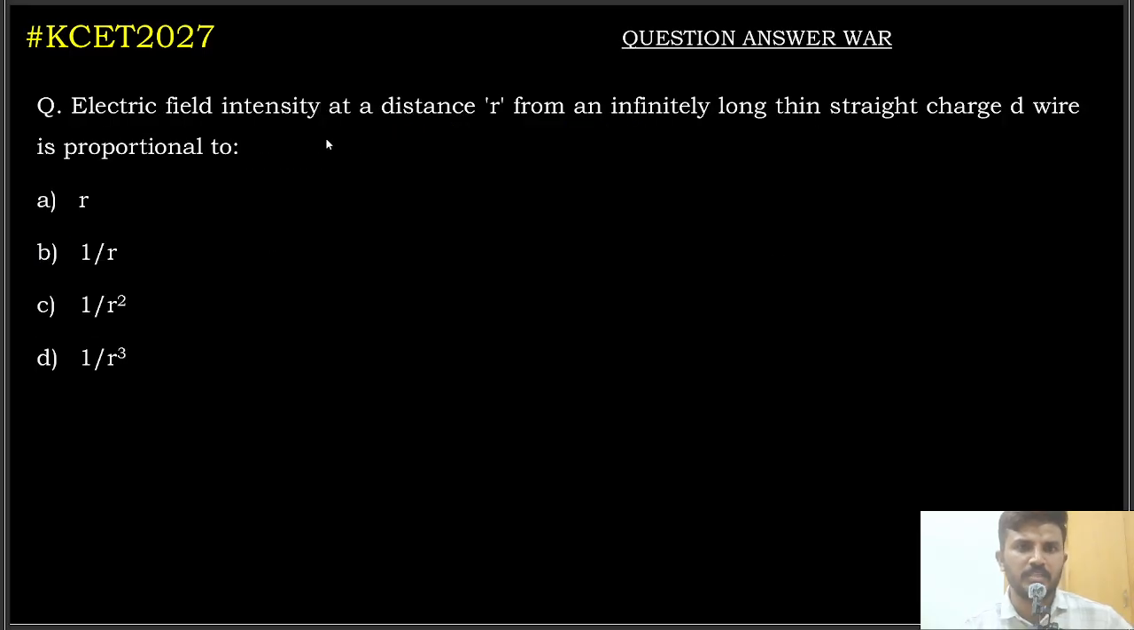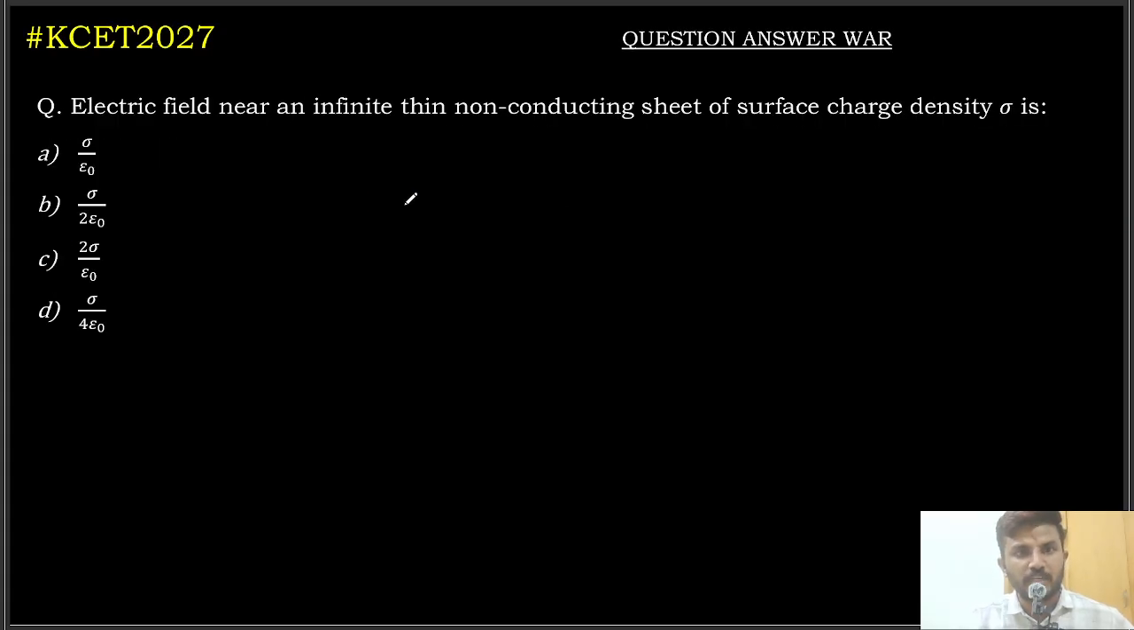Then we have the electric field intensity at a distance r from an infinitely long thin straight wire. For a straight wire, the electric field is given by lambda divided by 2 pi epsilon naught into r. So the electric field is inversely proportional to r. So option B is correct. Next, the electric field near an infinite thin non-conducting sheet of surface charge density sigma is, as we have just learned, sigma divided by 2 epsilon naught.